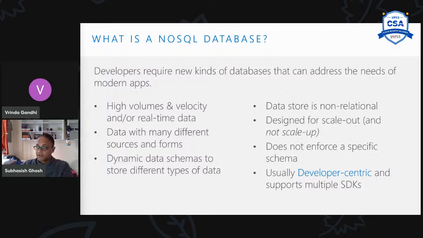And then again, very important, NoSQL databases are usually developer centric. Practically all NoSQL databases out there, if you do a comparative analysis, and specifically Azure Cosmos DB, support a lot of programming languages. So Java, of course, being the primary one, and .NET, these two being the primary two SDKs.